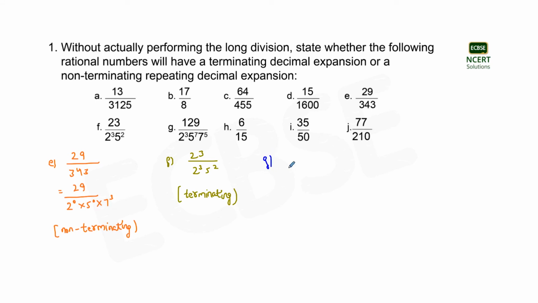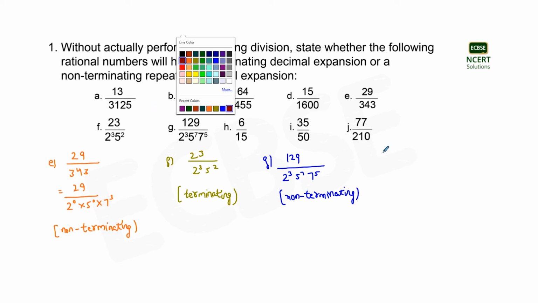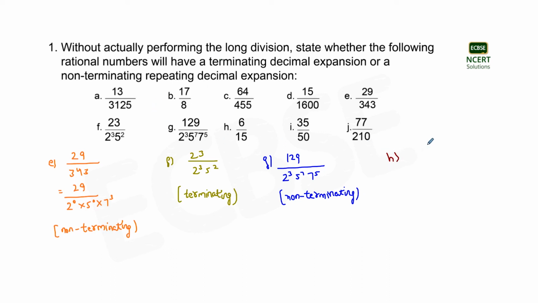Now coming to the G part, here the number given is 129 divided by 2 raised to power 3, 5 raised to power 7 and 7 raised to power 5. As along with the factors 2 and 5, 7 is also present in the denominator, so it will result into a decimal expansion to be a non-terminating decimal expansion. Got it?